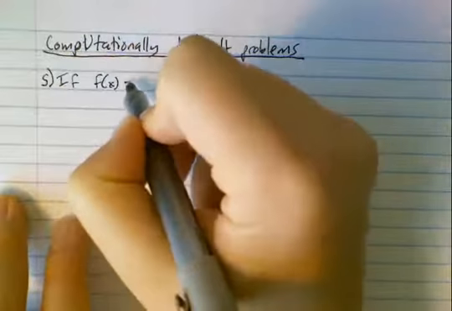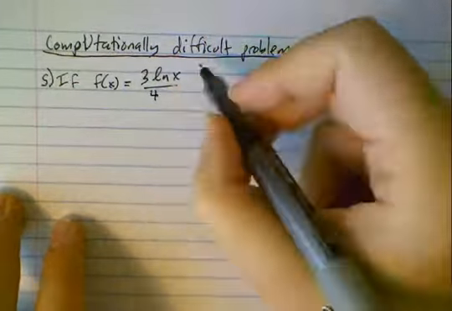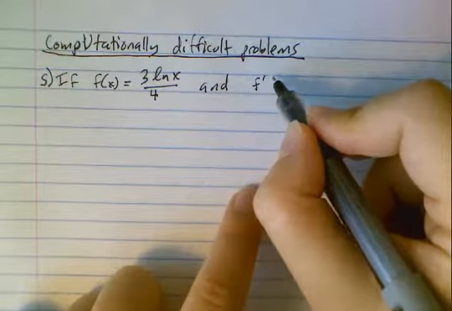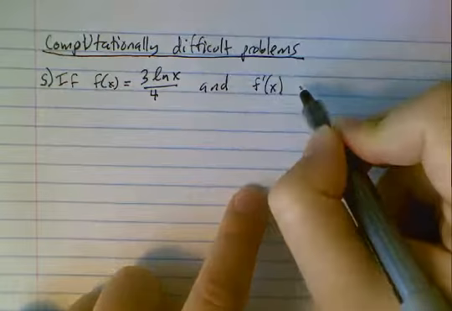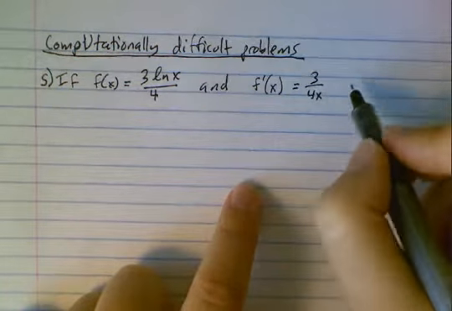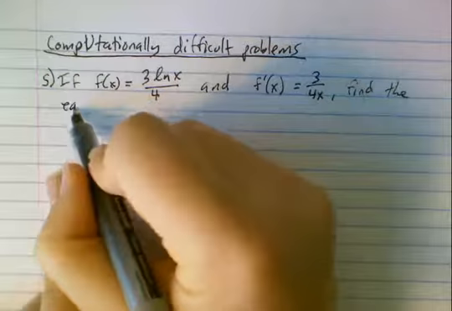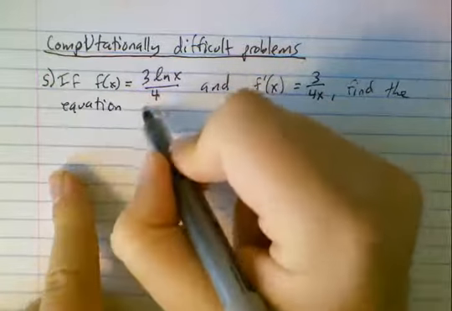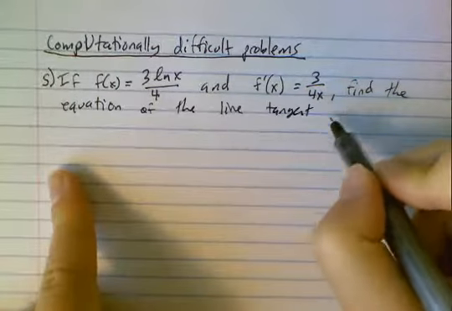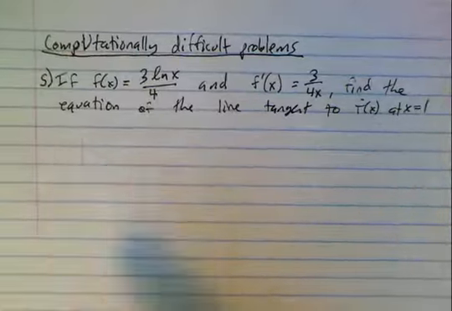If f of x equals 3 ln x over 4 and f prime of x equals 3 over 4x, find the equation of the line tangent to f of x at x equals 1.